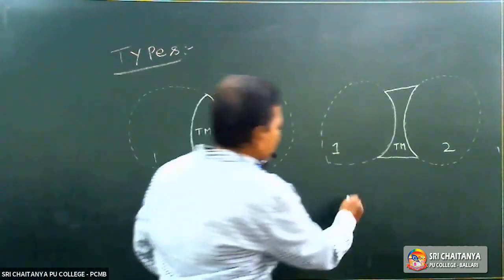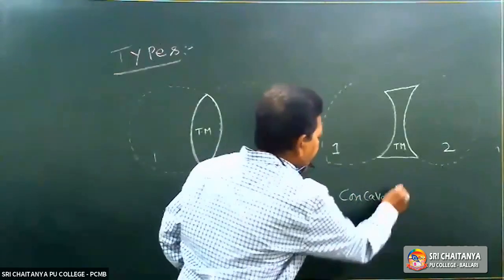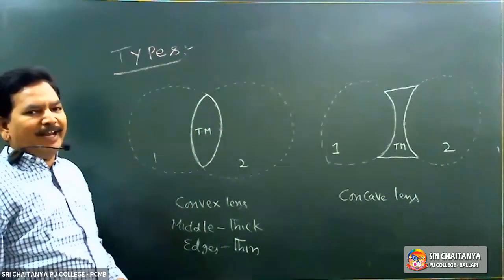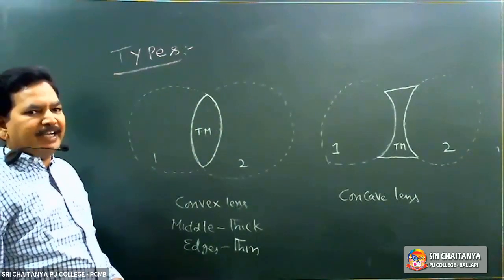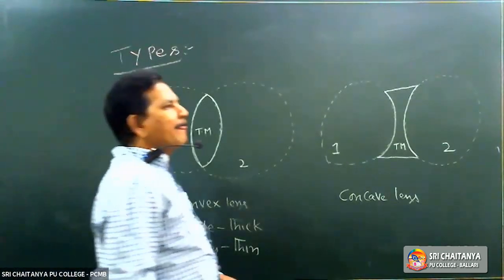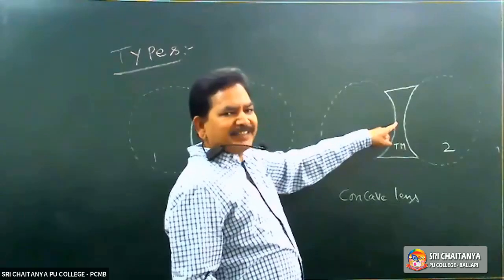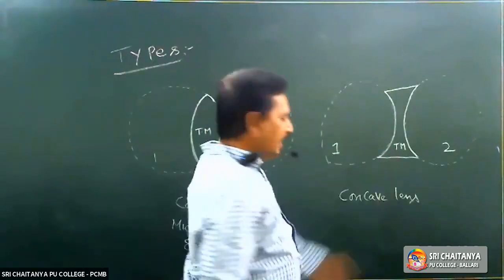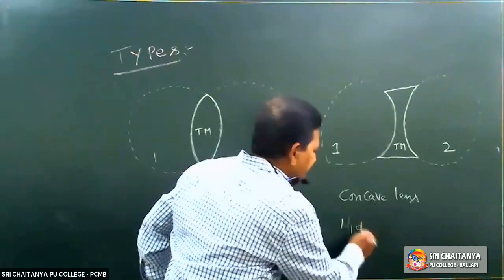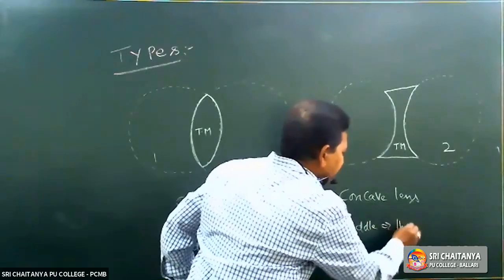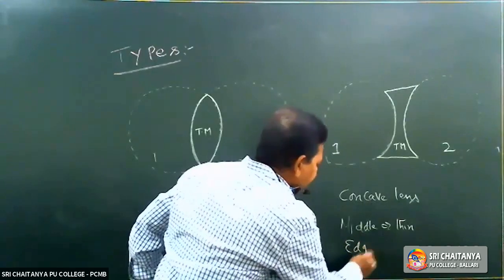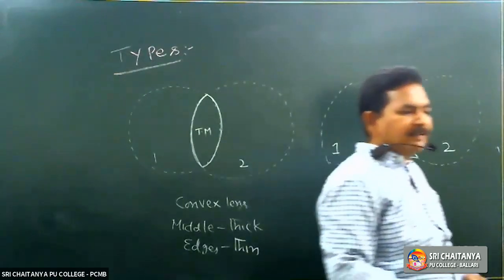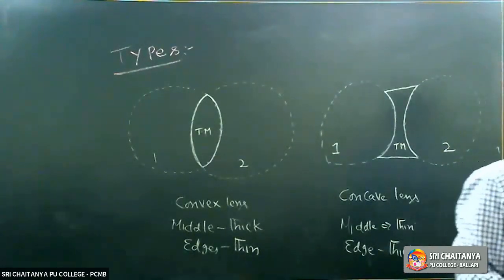Then this lens becomes a concave lens. One is the convex lens, the other one is the concave lens. What is the other method to identify the concave lens? See the middle part, very thin. See the edges, very thick. Therefore, the middle part is thin. The edges of the lens are thick. Just by touching the lens, we can identify whether it is a convex lens or a concave lens.